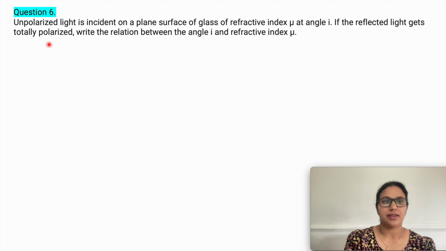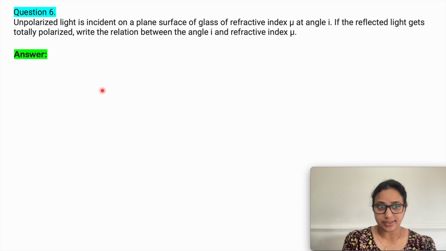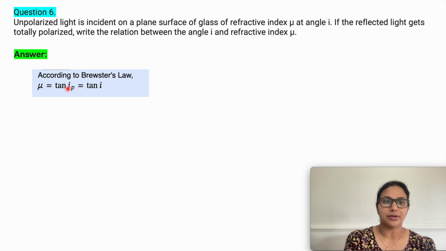Next question. Unpolarized light is incident on a plane surface of glass of refractive index mu at an angle i. If the reflected light gets totally polarized, write the relation between the angle i and refractive index mu. As we know, the reflected light gets totally polarized at the polarizing angle, so according to Brewster's law, mu is equal to tan i p, which is equal to tan i.